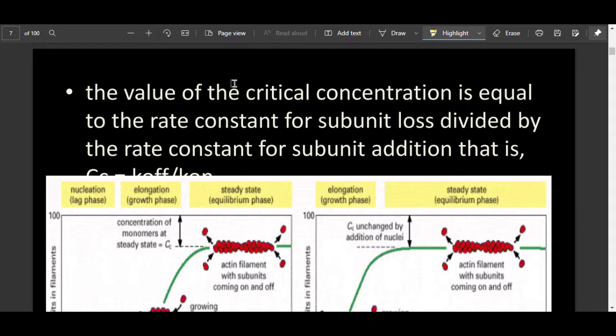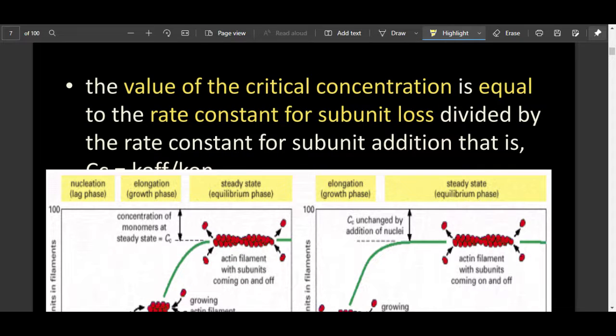The critical concentration has a value, which is equal to the rate constant for subunit loss divided by the rate constant for subunit addition. We know that subunits are constantly lost and constantly added. When the rate constant for subunit loss is divided by the rate constant for subunit addition, the result is equal to the critical concentration.